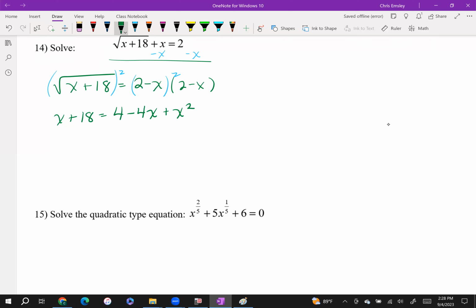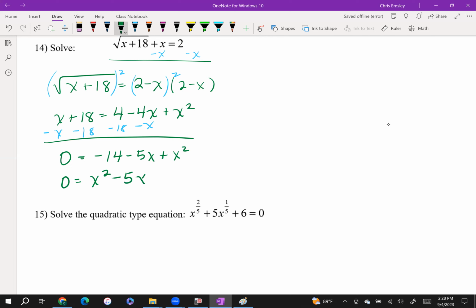So we want one side of that quadratic equation to be 0, and we'll then use one of our quadratic solving techniques on it. 4 minus 18 is negative 14. We get a minus 5x and a plus x squared. I'm just going to rearrange that because I like my x squared to be first. But make sure you keep your signs when you reorder your terms. This is a nice little quadratic that looks like it's going to factor pretty well for us. So we could factor or use the quadratic formula or even complete the square if we wanted to.